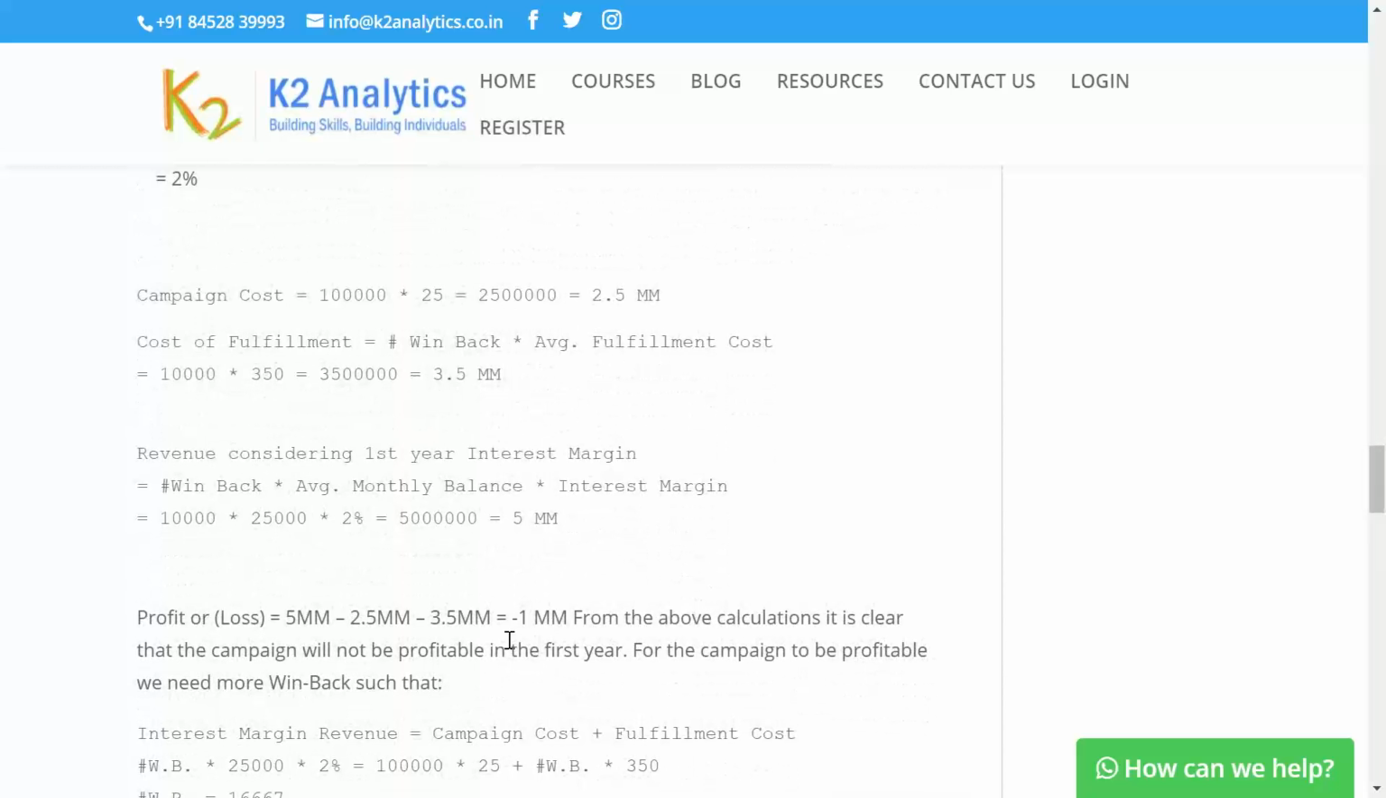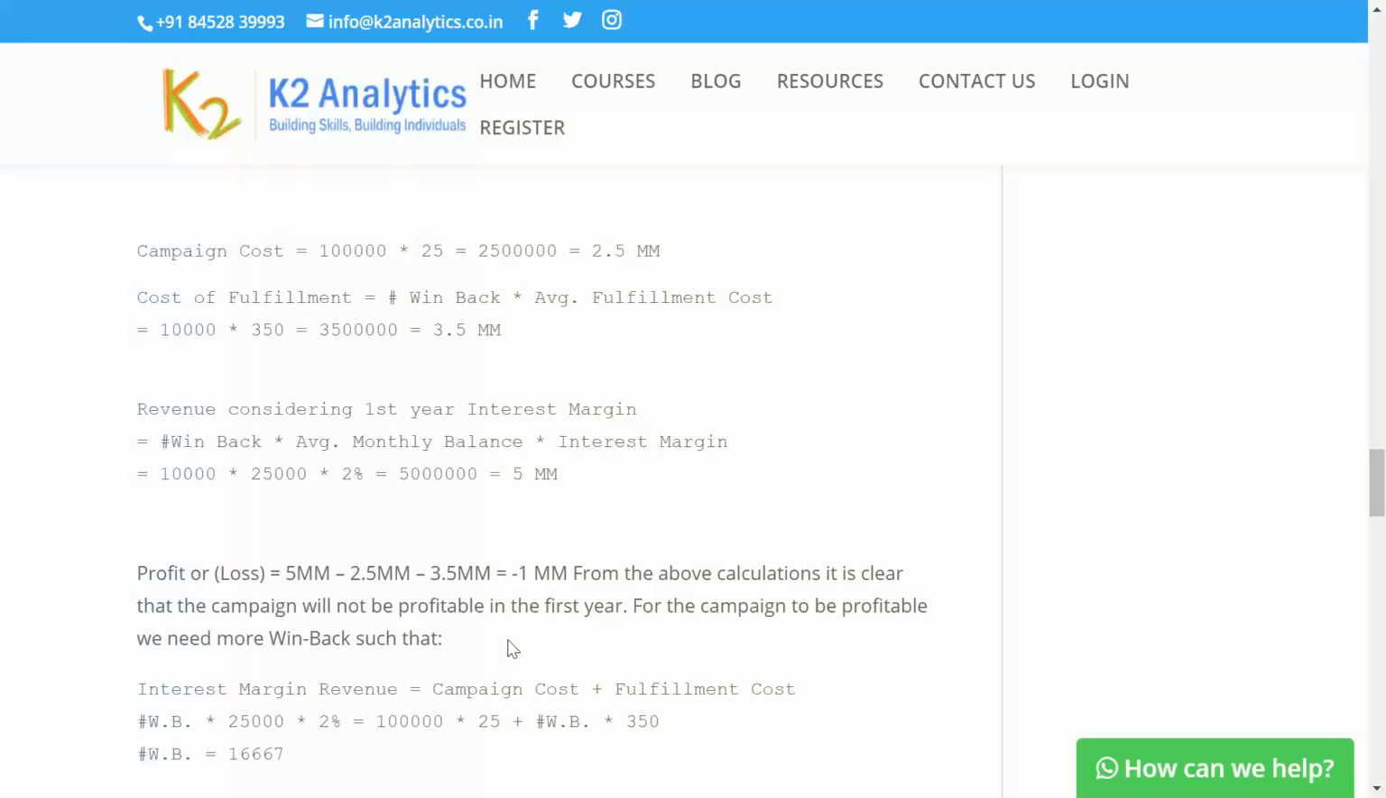What is the revenue? I'm not just going to incur cost. I'm going to make some money also. The customers who are going to convert are going to keep money. That money I'm going to give to borrowers. There is a net interest margin which I'll make, and that is 2%. So 10,000 customers into 25,000, the money kept by them. On that, 2% is my net interest margin. This calculation would work out to be 50 lakh, that is 5 million. This is my revenue.